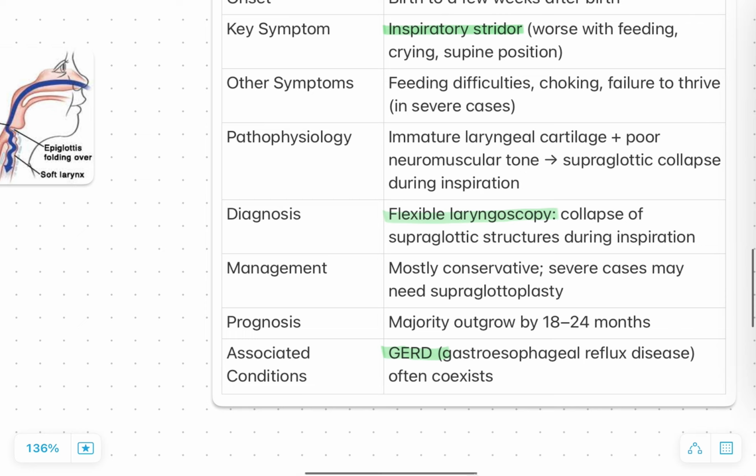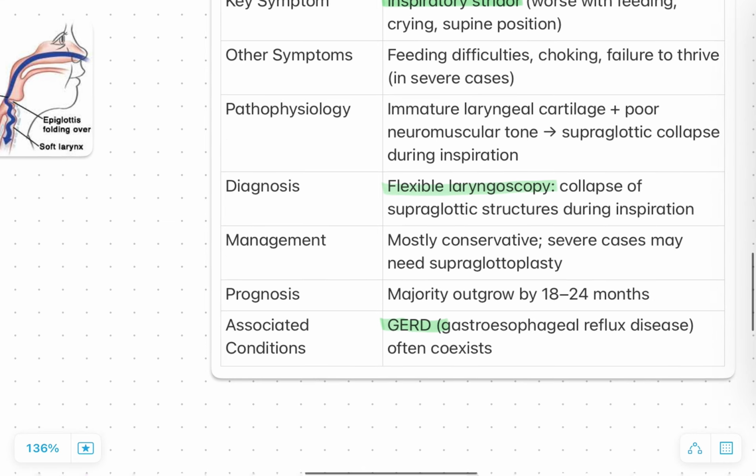The pathophysiology is immature laryngeal cartilage with poor neuromuscular tone causing supraglottic collapse during inspiration. The diagnosis is through flexible laryngoscopy. We can see the collapse of the supraglottic structures during inspiration.